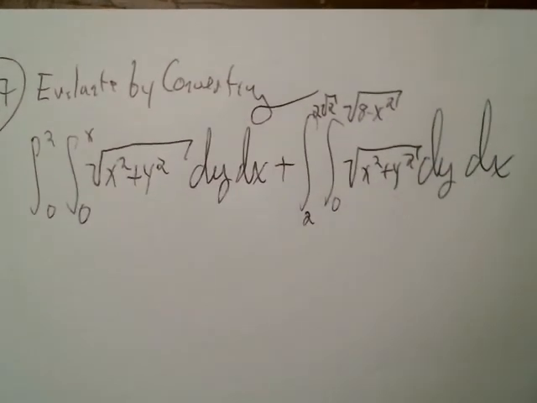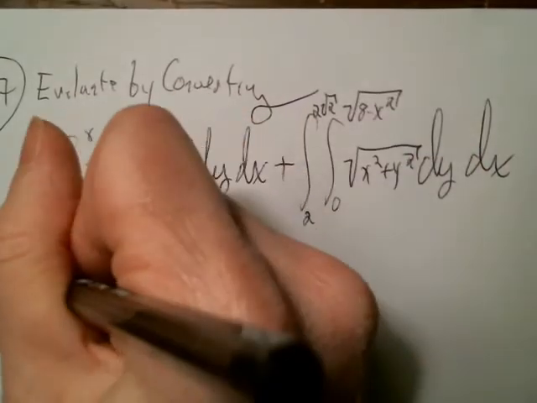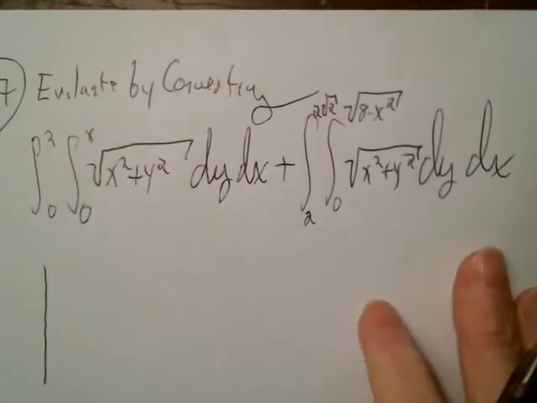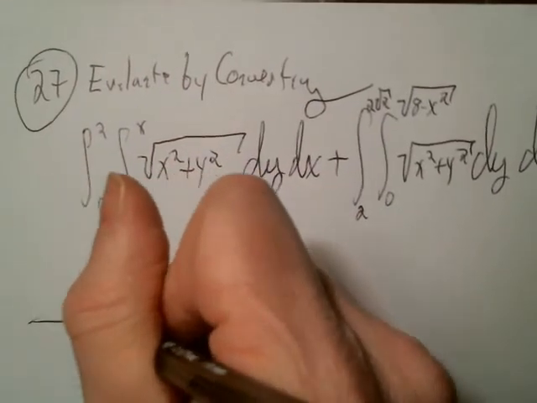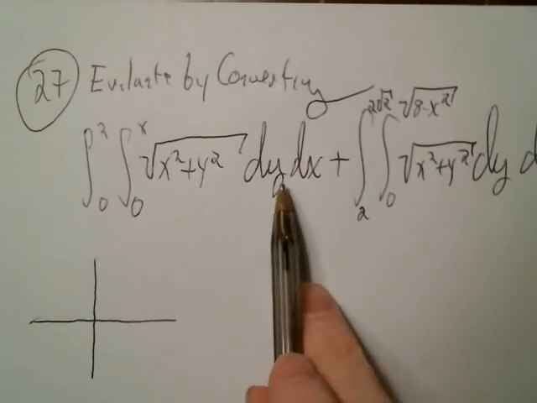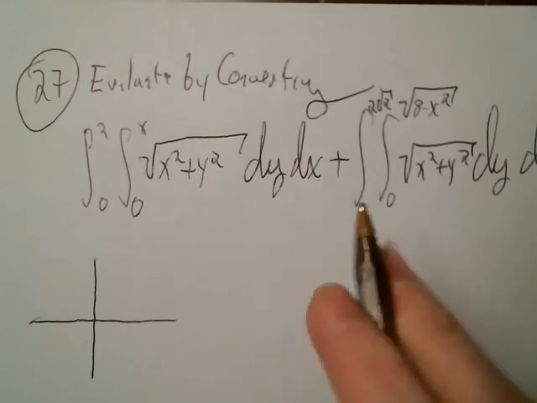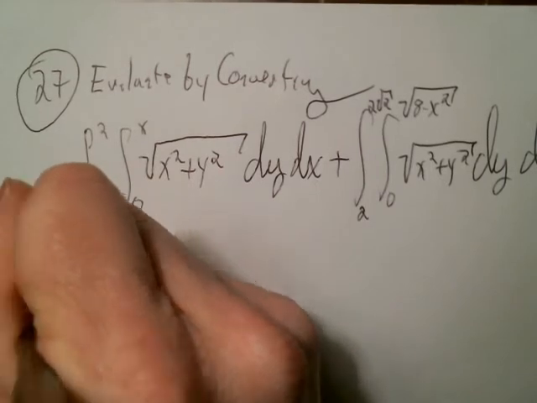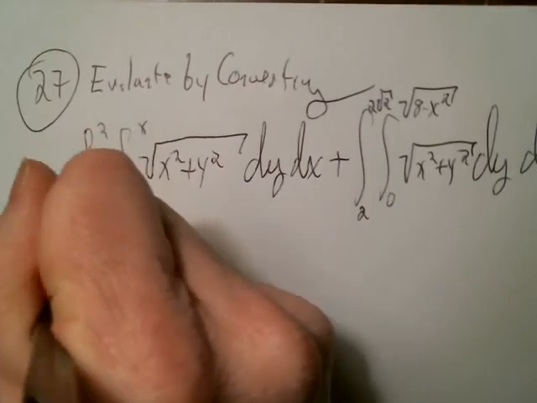Okay, so to convert this, I'm going to have to see the picture, right? So come over here and draw it, and the order kind of tells you the orientation. So I go y equals something to y equals something, and then I run across the x-axis. So the running man is going like this.